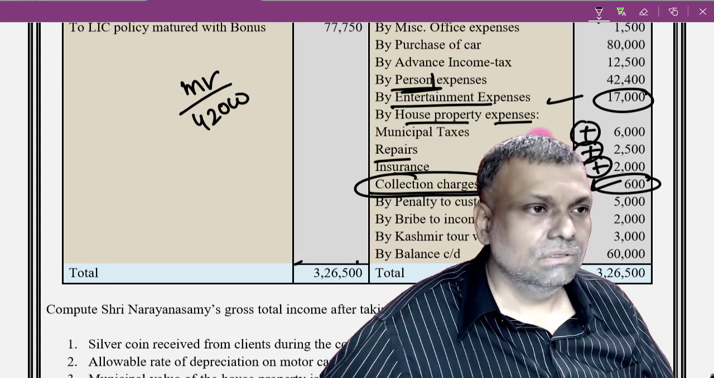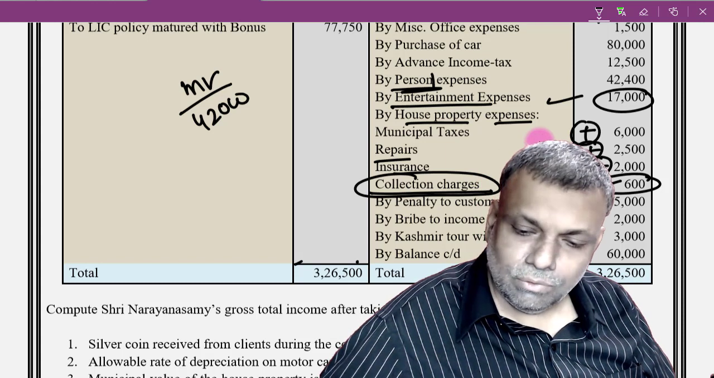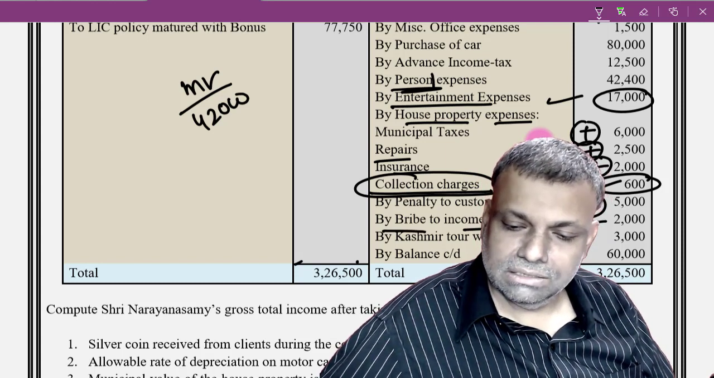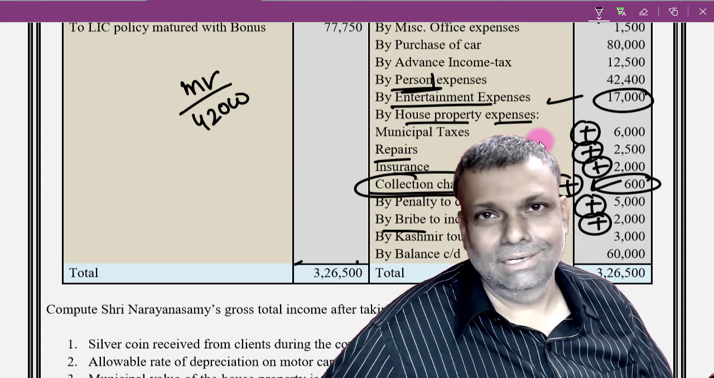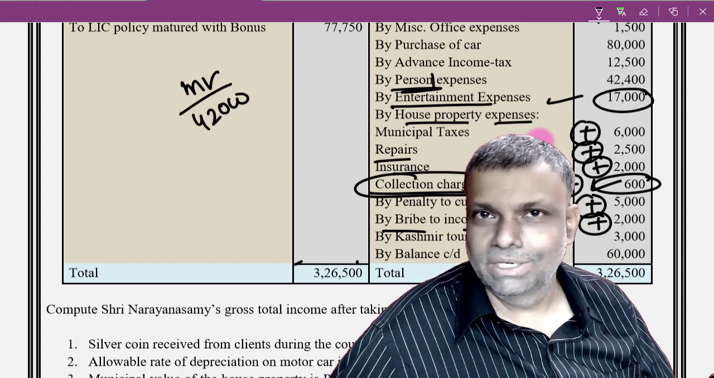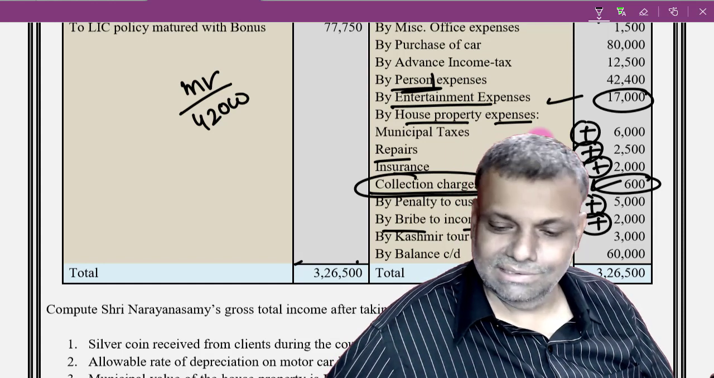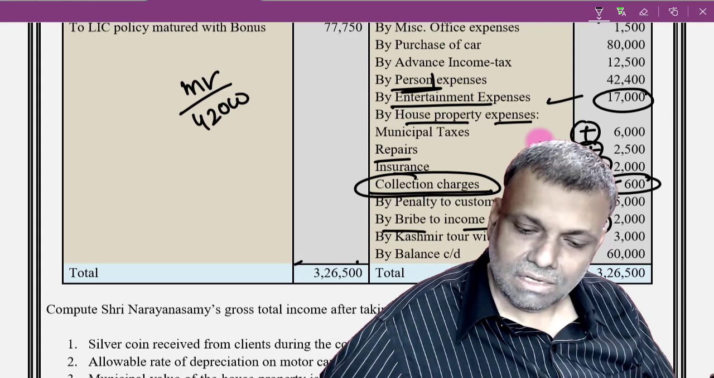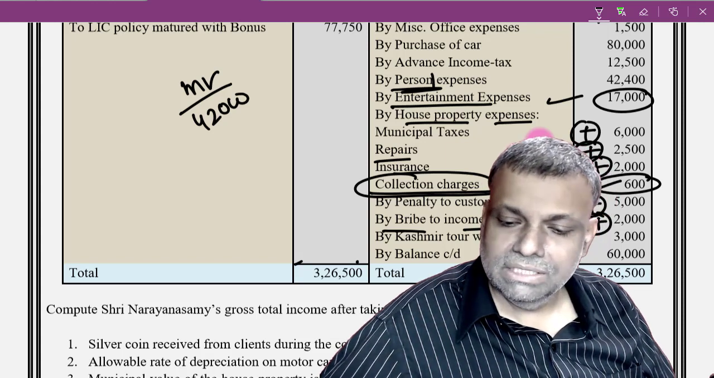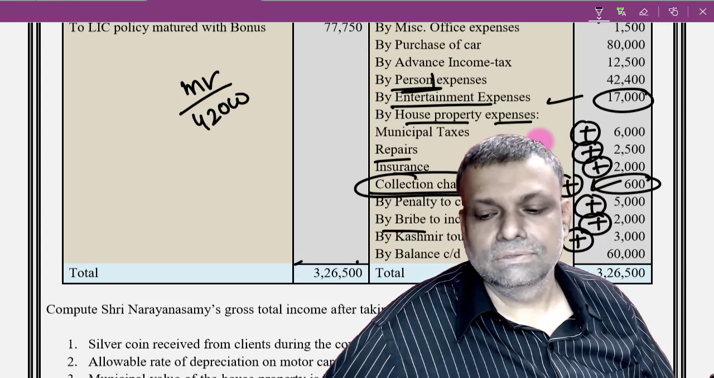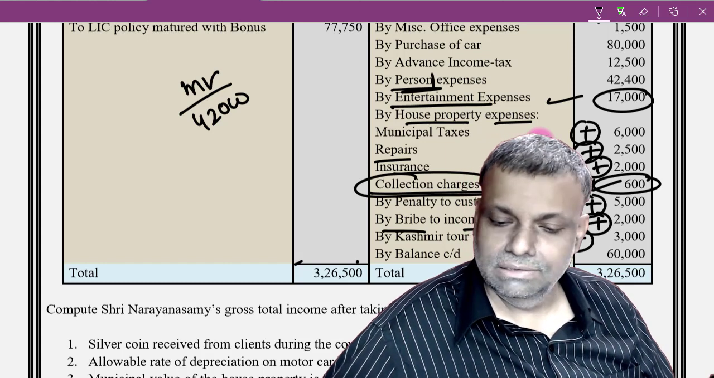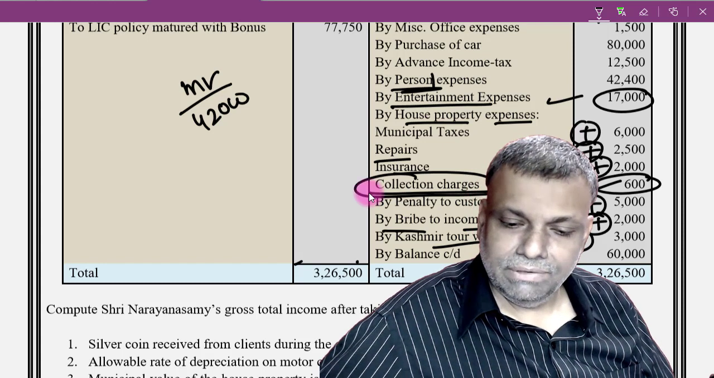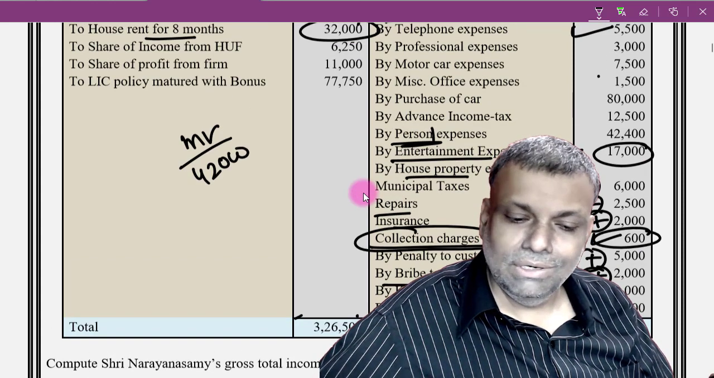Penalty for the customs authority, 5,000, I have to add. Okay. Because that discussion you have already done. Bribe to income tax clerks. No. Not allowed. This is something which is prohibited under some law. So the explanation to section 37(1) will come. Sorry, you cannot do that. Now, Kashmiri tour with the family is purely personal, so that 3,000 rupees also you have to add. Okay. And whatever that separate fare figure and all that, that also you have to add. So that we have in fact already completed.